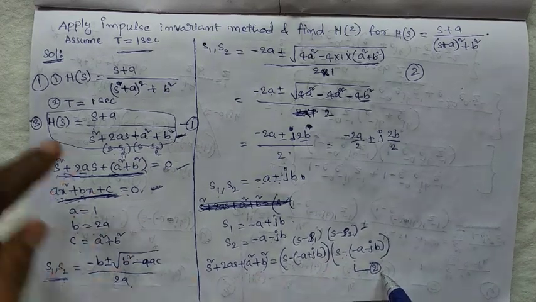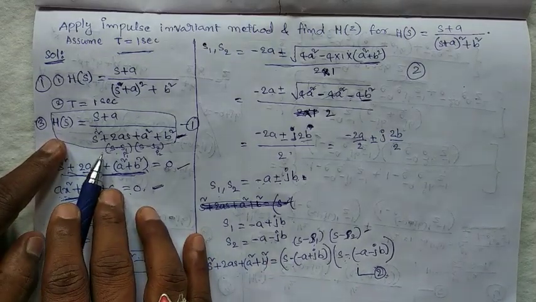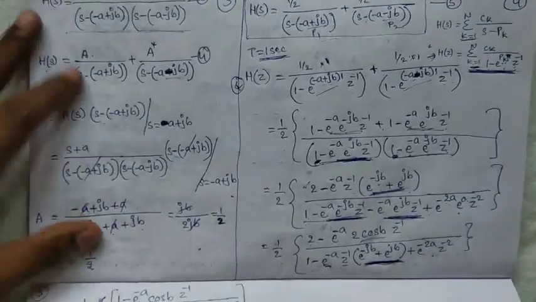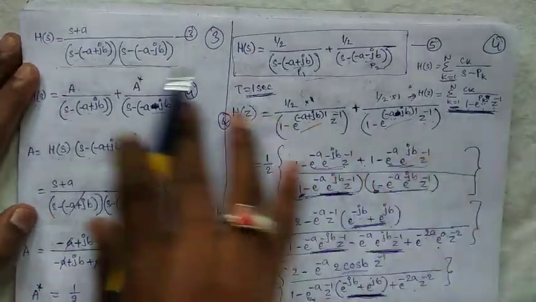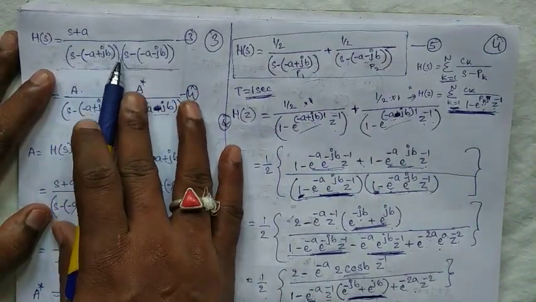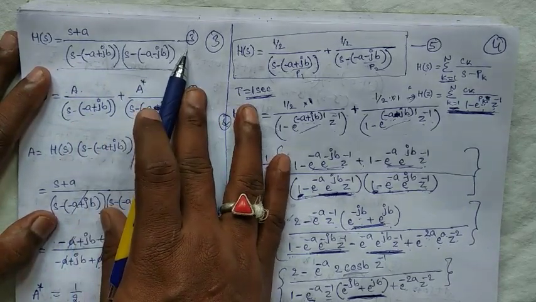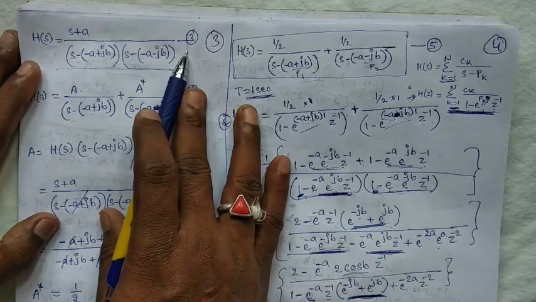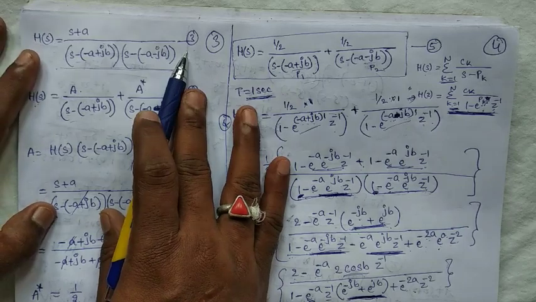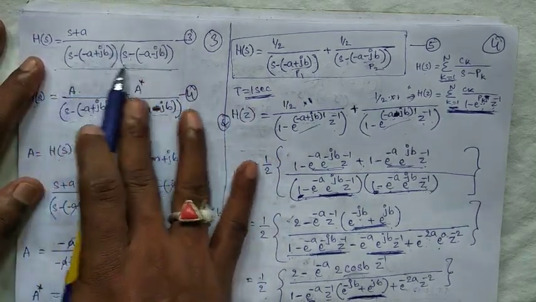I am taking this as equation 2, and the earlier one as equation 1. Substituting equation 2 in equation 1, H(s) becomes (s + a) / ((s - (-a + jb))(s - (-a - jb))). I am calling this equation 3. Here we are expressing H(s) in terms of single pole filters, which can be obtained by applying partial fractions to this equation.